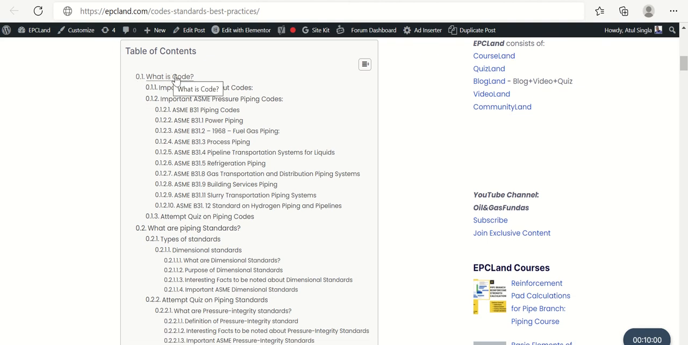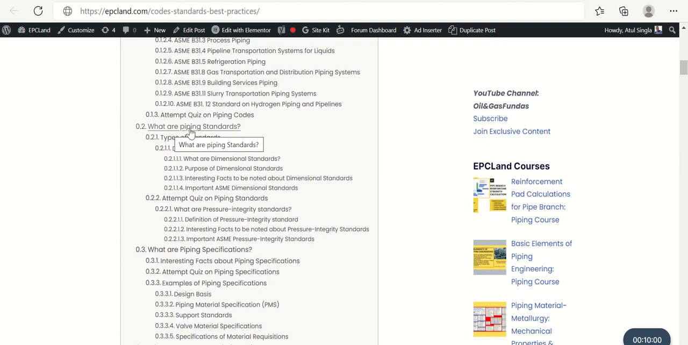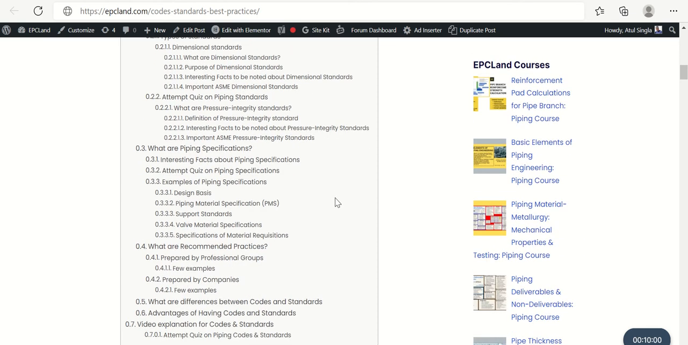First of all, we are going to look into what is code, the basic definitions, few important facts, and along with that we'll look into important ASME pressure piping codes. Then in the end there is a link for a quiz also, which you can attempt. Then we'll look into what are piping standards, what type of piping standards are there, and we'll look into further detail for each and every type. Then again there is a link for the quiz, you can attempt that quiz also.